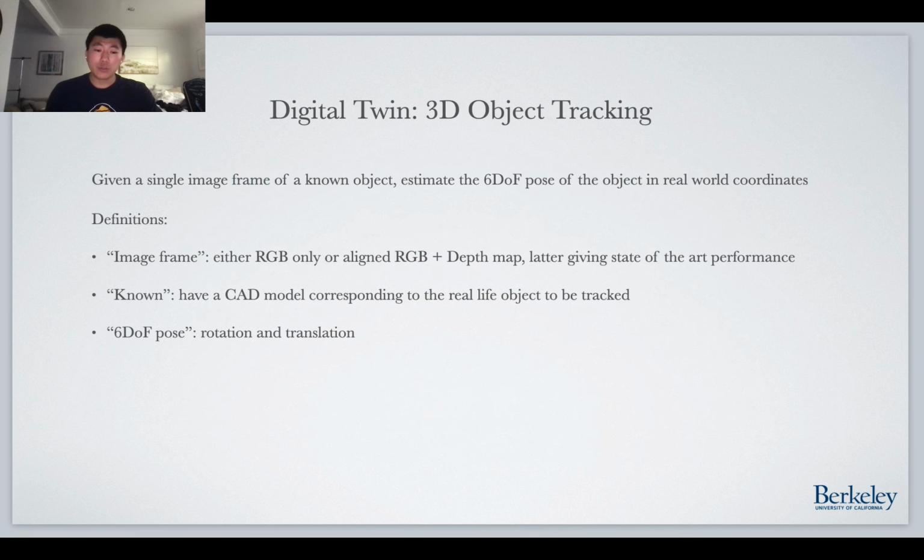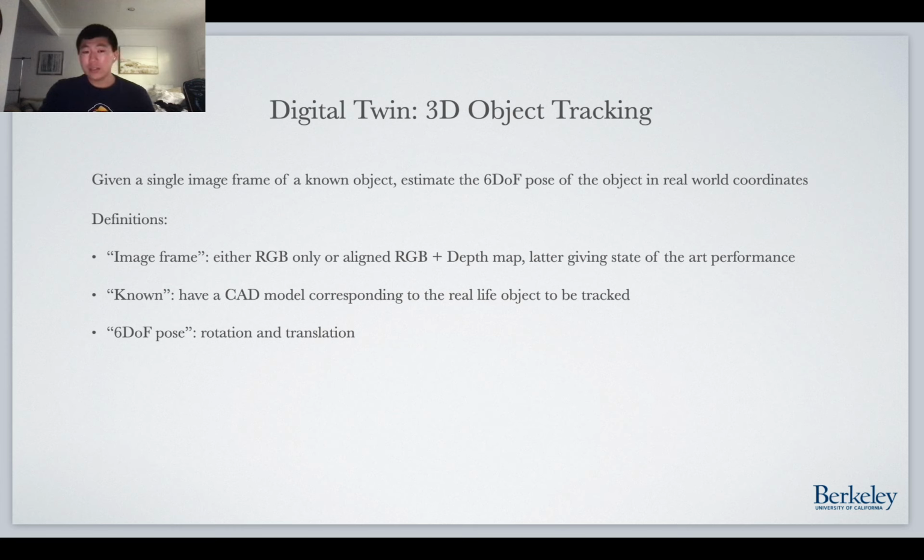How can we power digital twin? The solution that we focus on is called 3D object tracking. Object tracking answers the question, where is the known object in our scene? Known object refers to tracking objects that we know or have a digital model of. This is important as it allows us to develop algorithms that target specific objects.